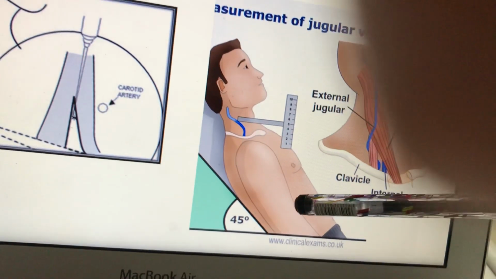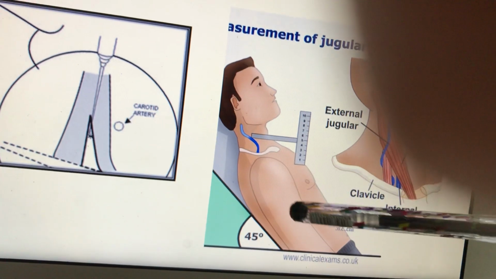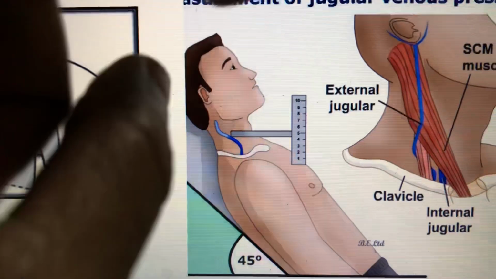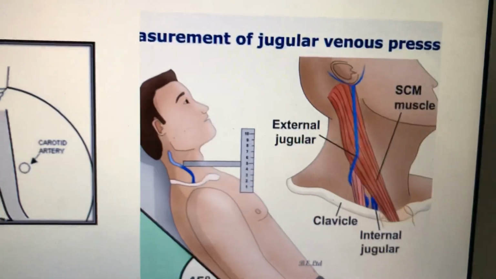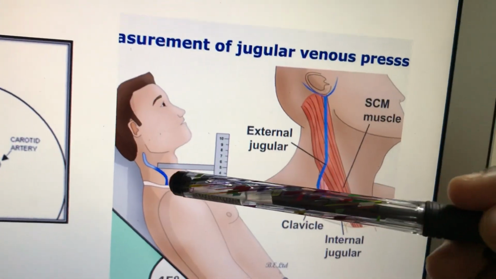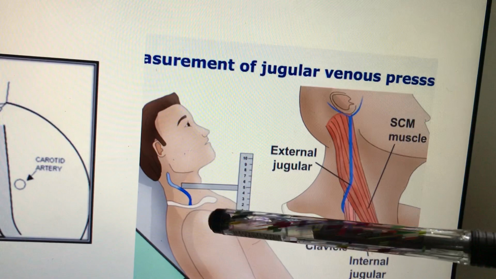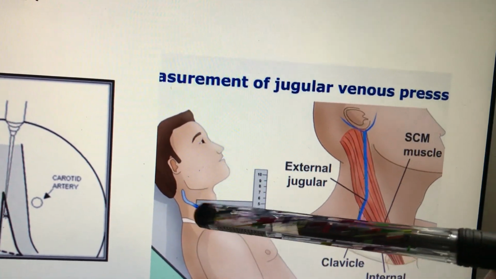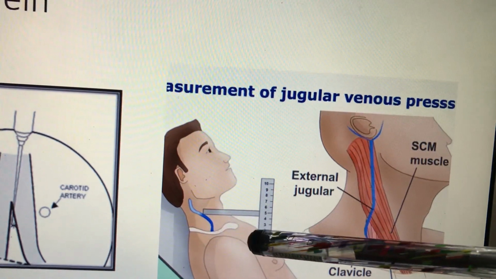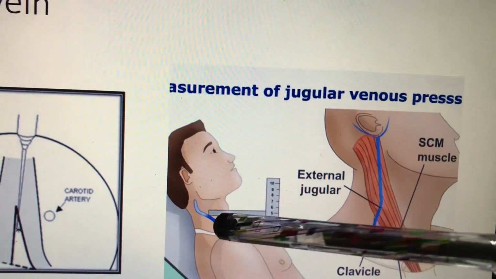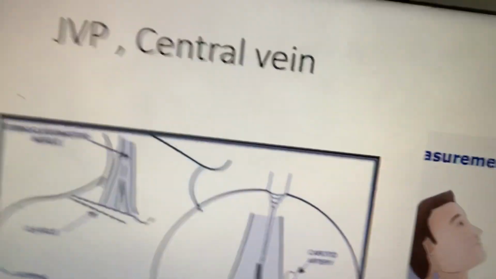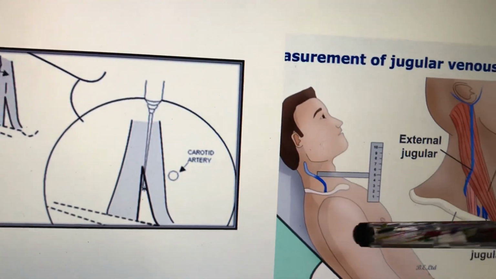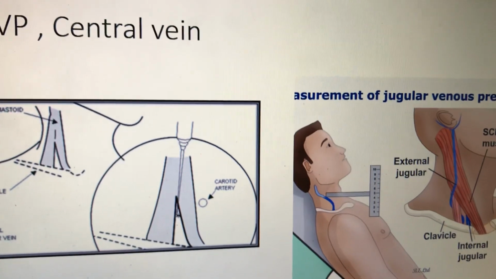And then here the internal jugular vein is straight. If you keep the patient at 45-degree angulation, you can measure the jugular venous pulse. So jugular venous pulse indicates the straight picture of the right atrium. It shows the pressure of the right atrium, because internal jugular vein is in straight connection with the right atrium. So JVP, jugular venous pulse, is measured inside in the internal jugular vein.